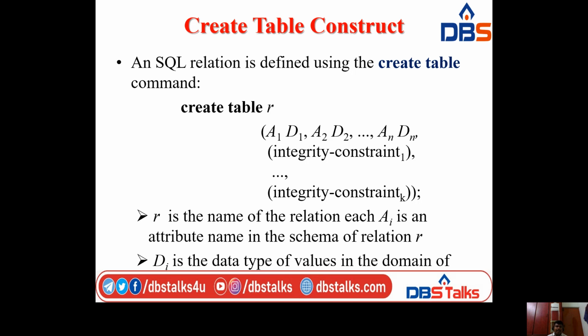Now, the syntax for this is create table, some relation or table name. Next, within the parentheses, attribute name 1 and domain 1, that is a data type, then attribute 2 and domain 2. After completing all the attributes and domain names, you specify the integrity constraints. Here R is the name of the relation, each Ai is an attribute name in the relation R, and Di is the data type or domain type specified for each attribute.